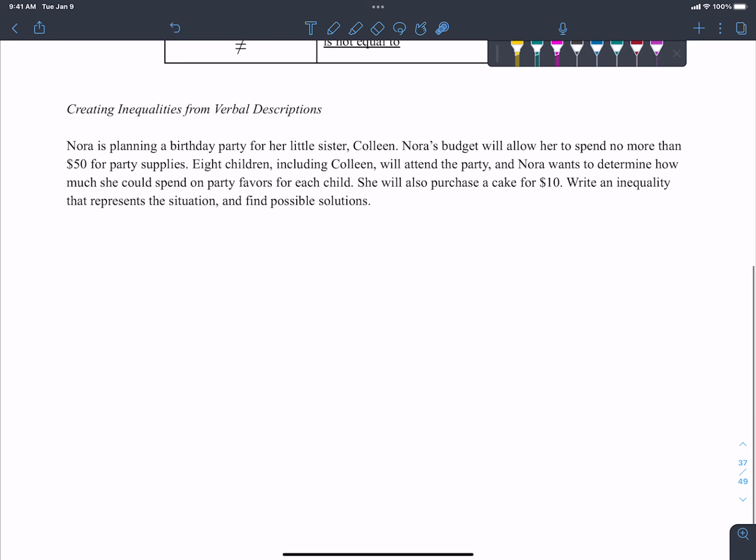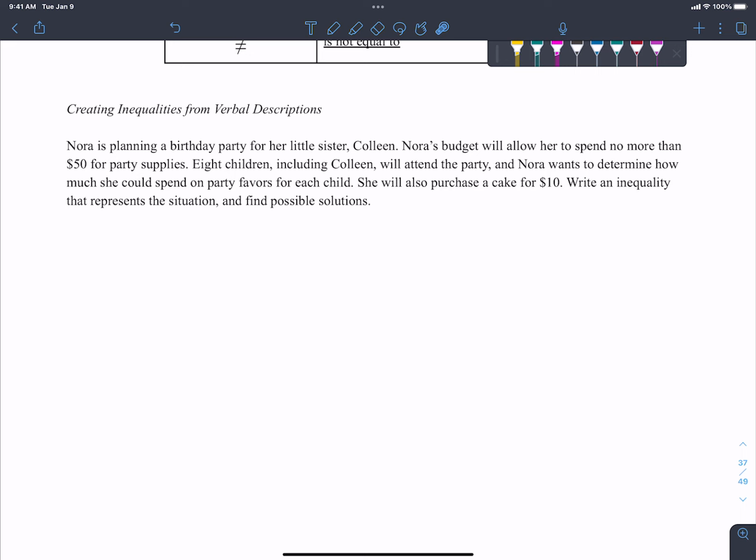That's the problem over here, guys. Nora is planning a birthday party for her little sister, Colleen. Nora's budget will allow her to spend no more than $50 for the party supplies. 8 children, including Colleen, will attend the party. Nora wants to determine how much she could spend on party favors for each child, and she will also purchase a cake for $10. Write an inequality that represents the situation.